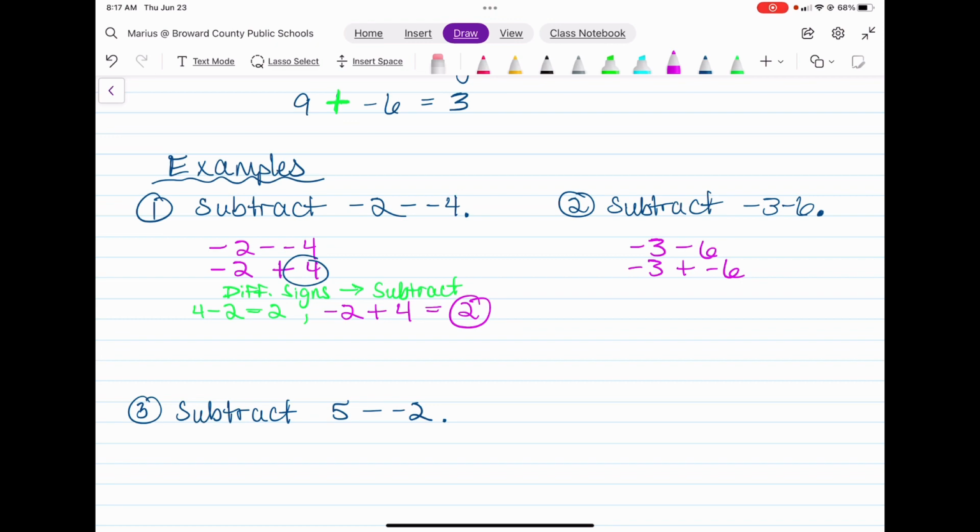Now, when I look at this, the signs are the same. So we're going to add. This is going to be 3 plus 6, which equals 9. However, we keep the signs the same. So our answer to negative 3 minus 6 is negative 9.